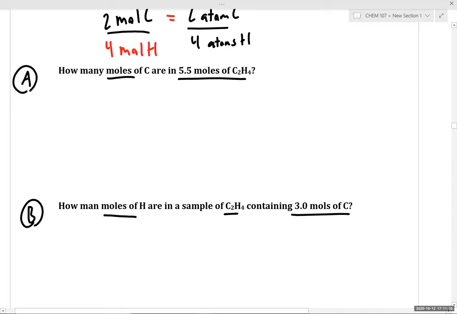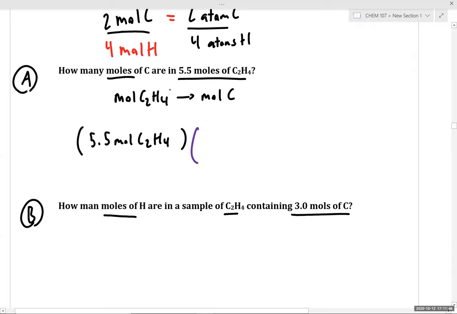So to discuss our solution for this question, I always like, and I would highly recommend, setting things up as a unit conversion map. We are starting with the moles of C2H4, and we are trying to calculate the moles of carbon. So, if we start with 5.5 moles of C2H4, we're gonna need a conversion factor. If we're going to moles of carbon, we're gonna need moles of carbon on top. To cancel moles of C2H4, we need moles of C2H4 on bottom. Looking at our formula, we have 2 moles of carbon per 1 mole of C2H4, and that gives us 11 moles of carbon.